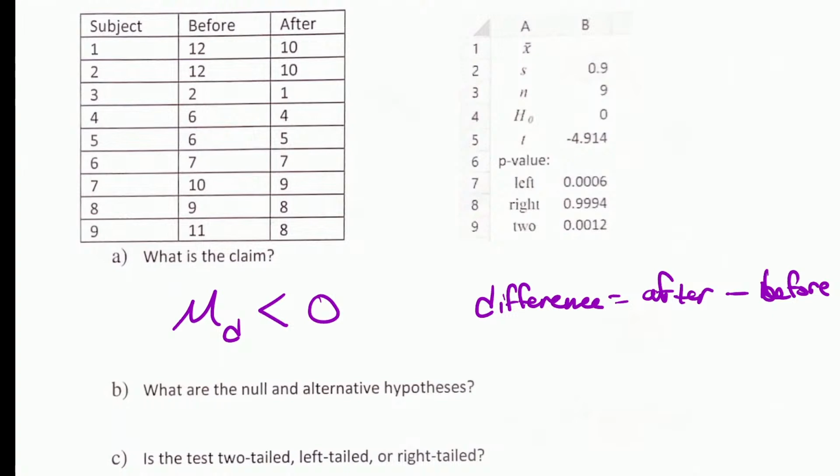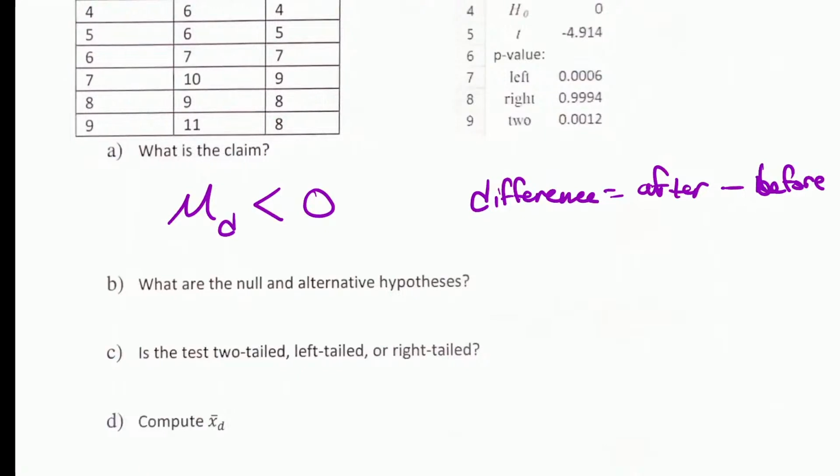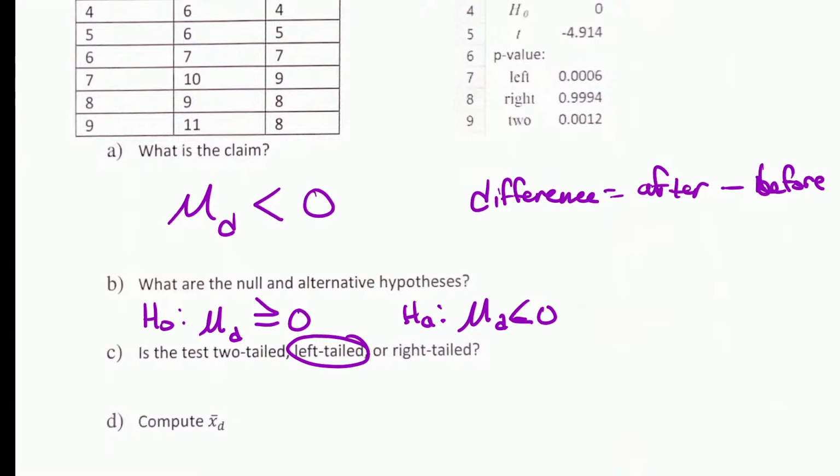So, null and alternative hypotheses, you know the deal here. The null hypothesis is mu sub d equals 0, or if you really want to be fancy, you can put greater than or equal to 0. I don't care. The alternative hypothesis is mu sub d is less than 0. Two-tailed, left-tailed, or right-tailed? That one is left-tailed because of that symbol. It's always the alternative hypothesis that tells you. So good practice for all of our hypothesis tests.